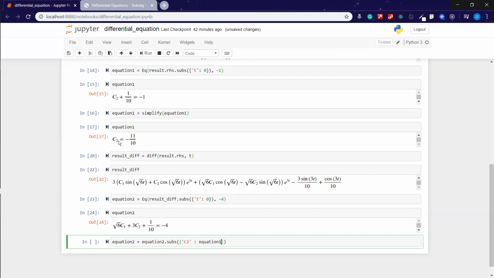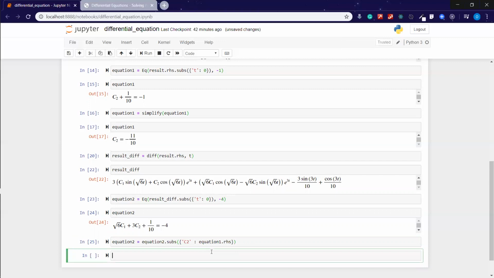Remember, equation 1 is C2 equals minus 11 divided by 10. So we're trying to pass in equation 1 dot right-hand side, because what we actually need is what is on the right-hand side of the equation, which is minus 11 divided by 10. Okay, so let's run this. It gives no error. Now what does equation 2 look like now?